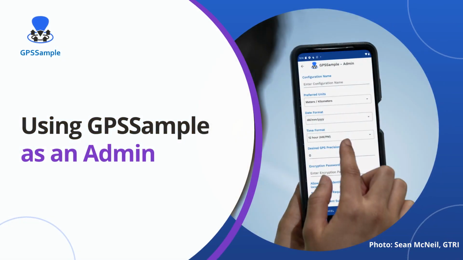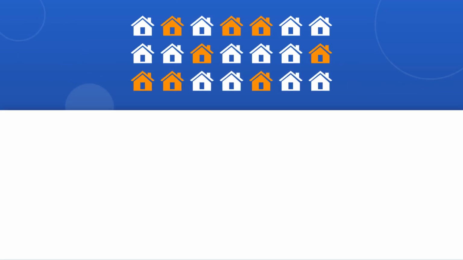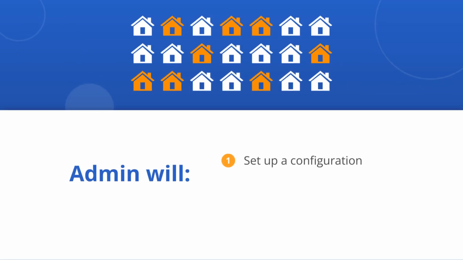In this video, we're going to show you how to use GPSSample as the admin of a study. Imagine you are planning to rapidly sample to gather data on disease prevalence or vaccination coverage. As the admin, you will first set up a new configuration in the app. Then you'll create the study, which involves choosing the sampling method and setting up the sampling rules.